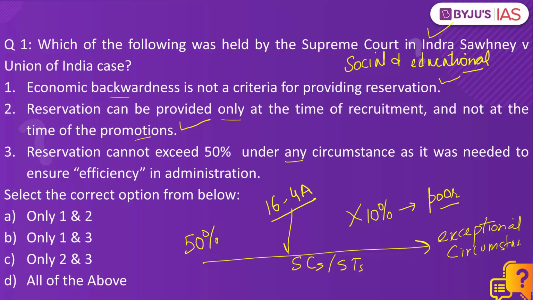That is why statement 3 is incorrect. Because it is this phrase, under any circumstance, which makes statement 3 incorrect. Because reservation can exceed beyond 50% as well, but only under exceptional circumstances. So if the statement is saying reservation cannot exceed 50% under any circumstance, this statement is wrong. So 1 and 2, A, is the right answer.